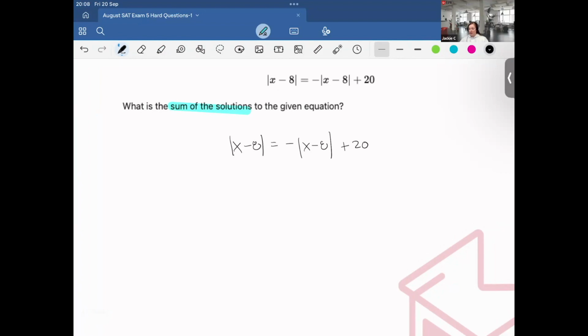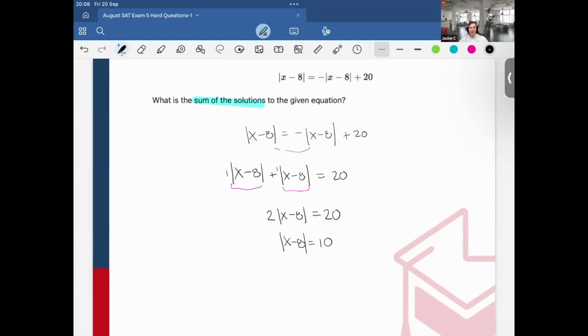So since these two have the same expression inside the absolute value, I can add this to the other side. So I can say, okay, absolute value of x minus 8 plus x minus 8, you see I'm just moving this over, is equal to 20. Now since they have the same expression inside, pretend there's an invisible 1 here. So when I combine them, it becomes 2 times x minus 8 is equal to 20. Divide each side by 2, so I get the absolute value of x minus 8 is equal to 10.